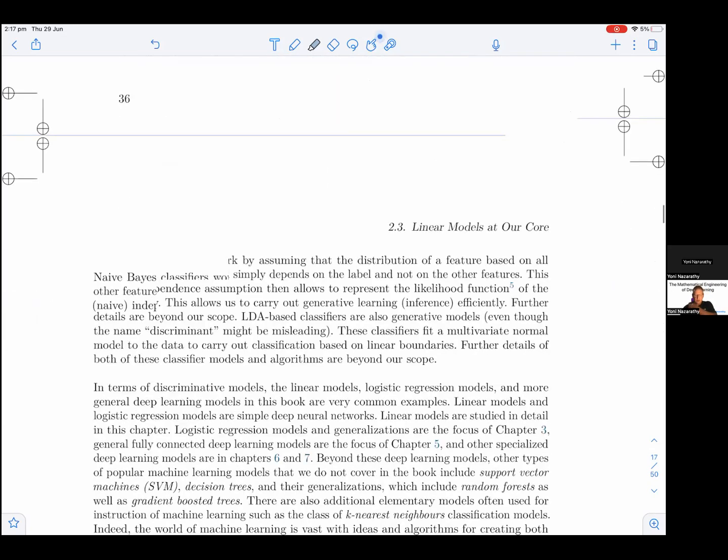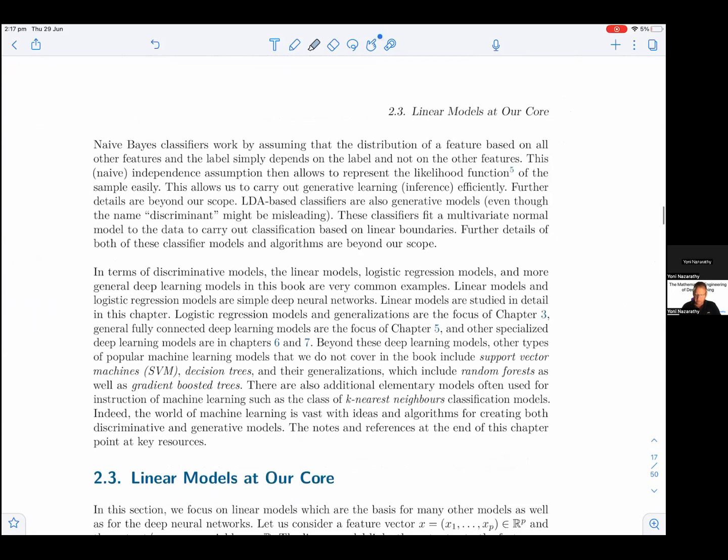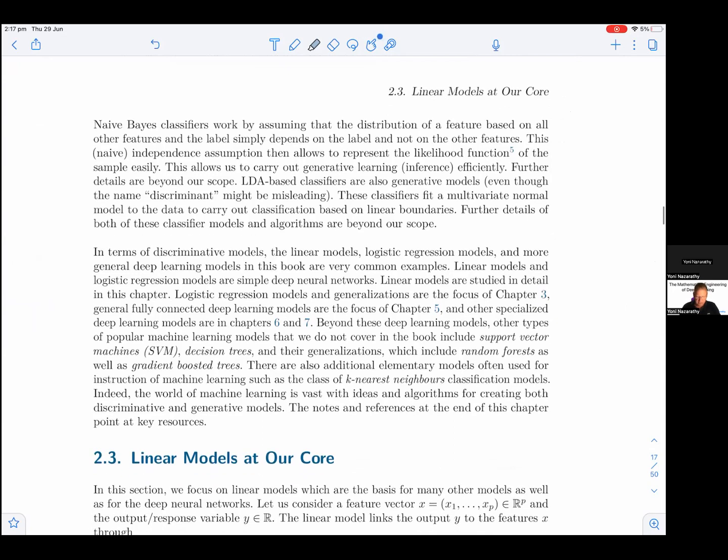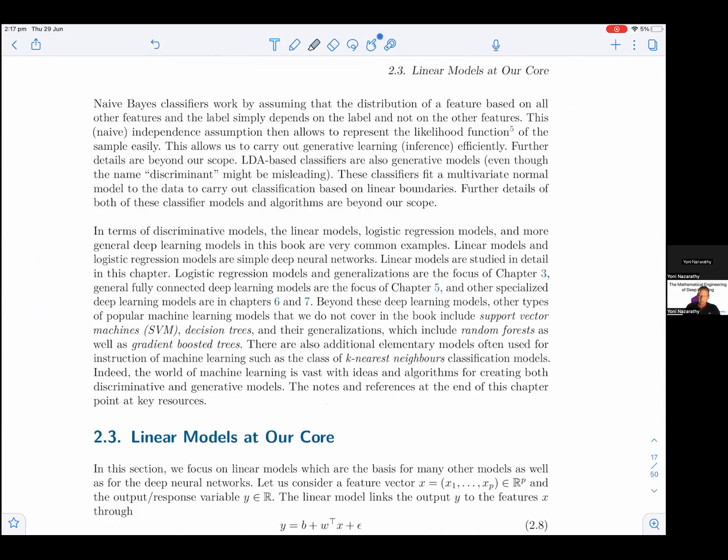Naive-Bayes classifiers work by assuming that the distribution of a feature, based on all other features and the label, simply depends on the label and not on the other features. This naive independence assumption then allows us to represent the likelihood function of the sample easily. This allows us to carry out generative learning inference efficiently. Further details are beyond our scope.